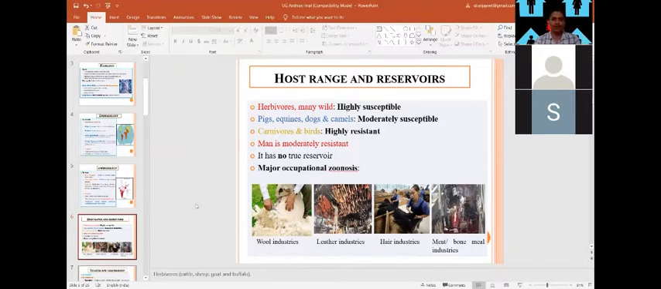The majority of cases are occupational disease, so it is responsible for the occurrence of occupational disease. It means the disease occurs in persons according to their occupations. This disease may occur in persons who work in the wool industry for sorting purposes, leather industries, hair industries, meat or bone meal industries, or likewise.